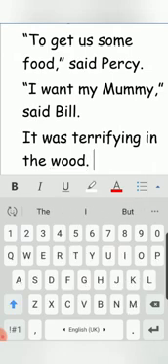Which adjective are you going to choose to describe the wood? Dark, spooky, frightening, or will you choose the same one as me, terrifying? If you have a different adjective that I've not mentioned, of course you can use that as well. It was terrifying in the wood.